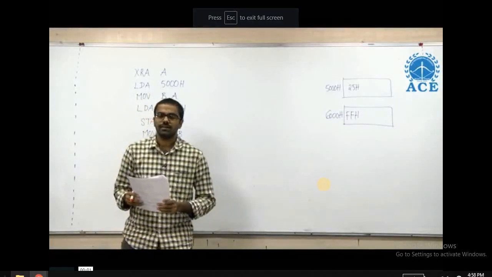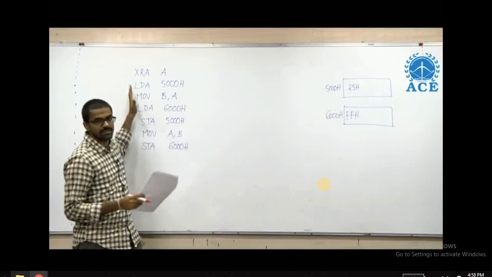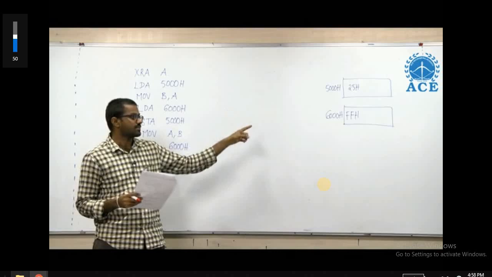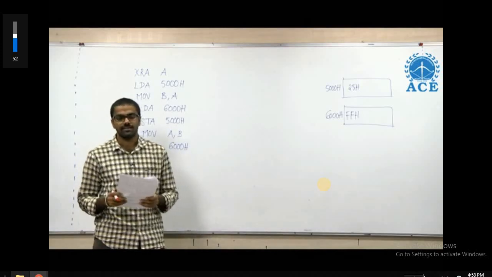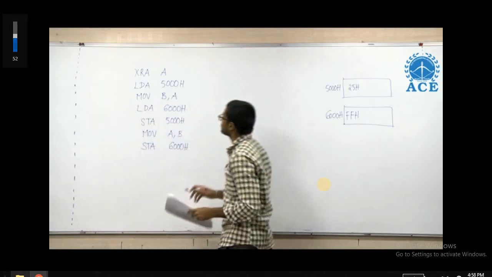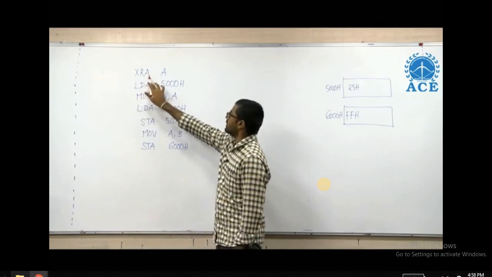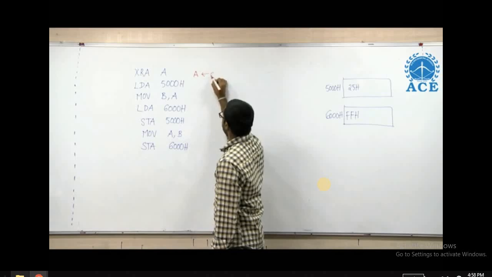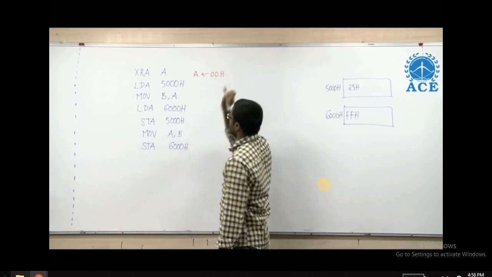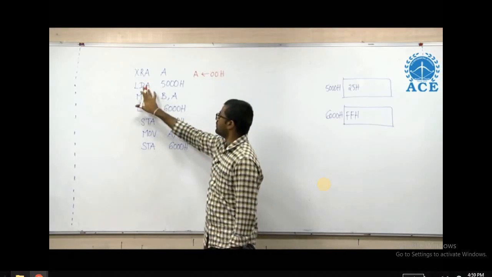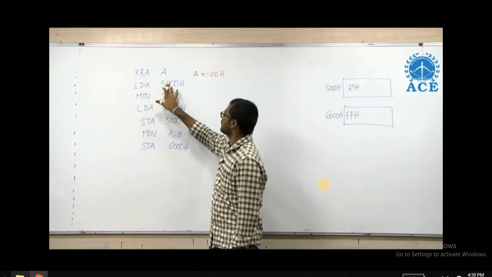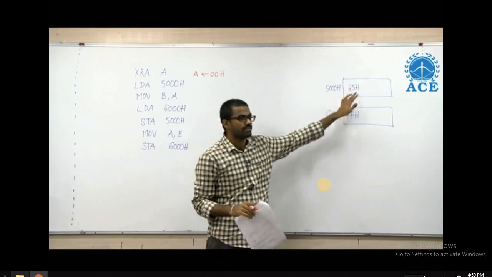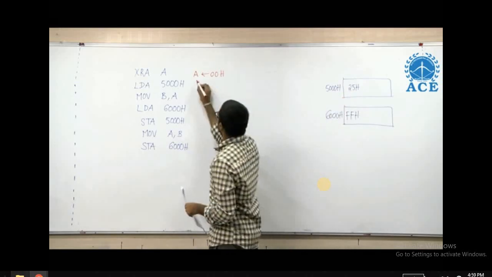Here, after execution of this set of instructions, we have to find the contents in the 5000 and 6000 memory locations. Let us see step by step of these instructions. Initially, XOR A with A, so the accumulator will be 00. Now, we have to load the accumulator with the contents in 5000H location. The contents in 5000H location is 25H, so A is loaded with 25H.